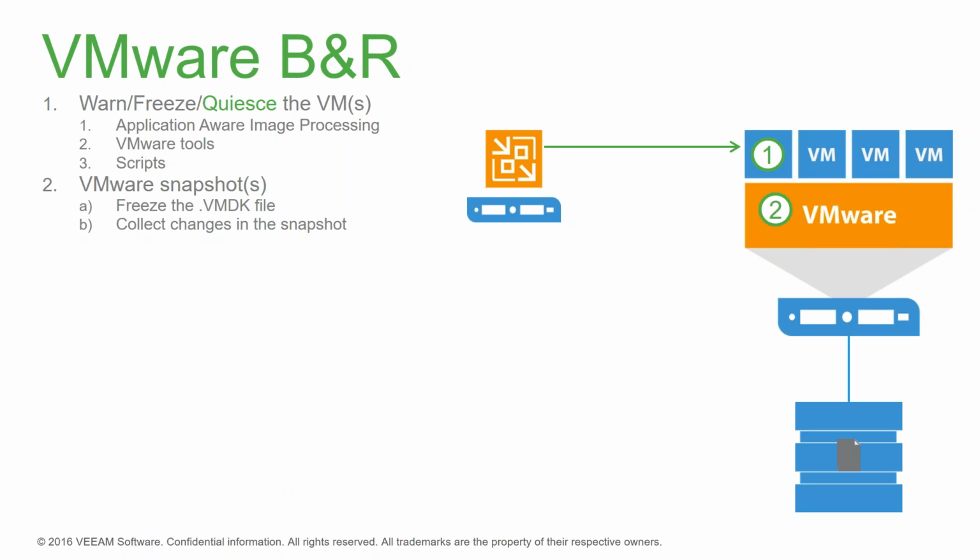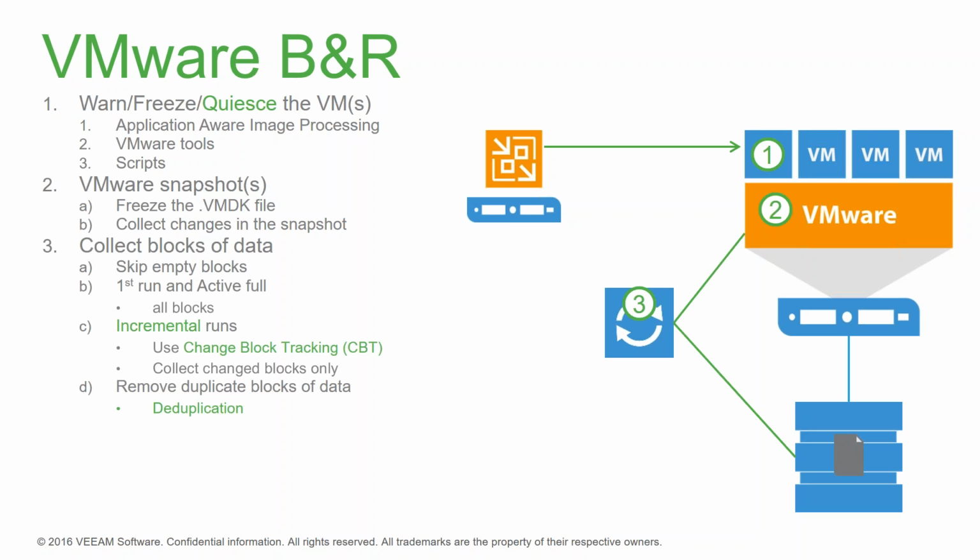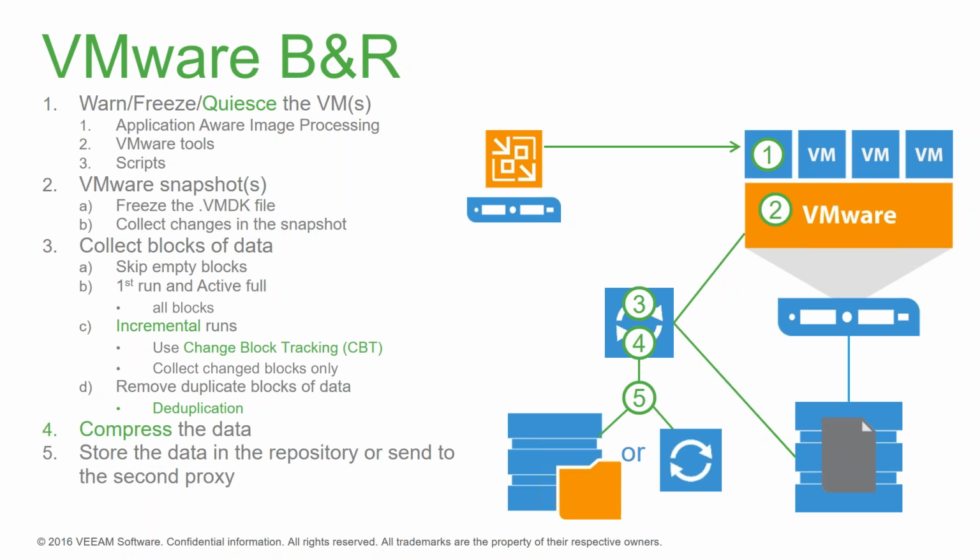Now, this is going to freeze our VMDK files, and we're going to start collecting our changes in a redo log, or in the snapshot itself, if you want to call it that. We're going to collect the blocks of data that we need from that frozen VMDK file. We're going to skip anything that's empty. The first run, we're going to grab everything. Next runs, we're going to use change block tracking to only even look at what changed since the previous job. We're going to remove the duplicate blocks of data. We're going to compress it, and we're going to send it to its next location, either repository or proxy.